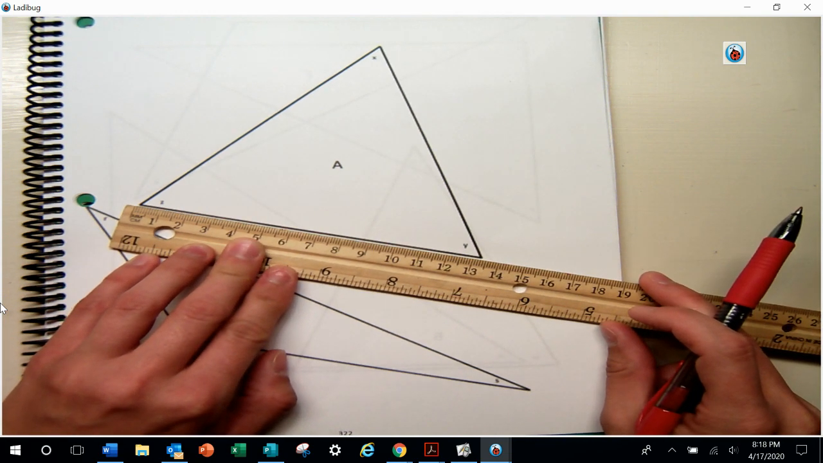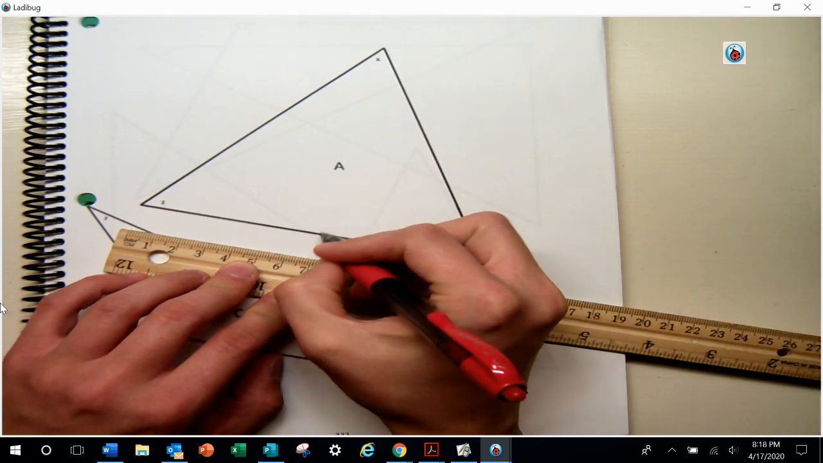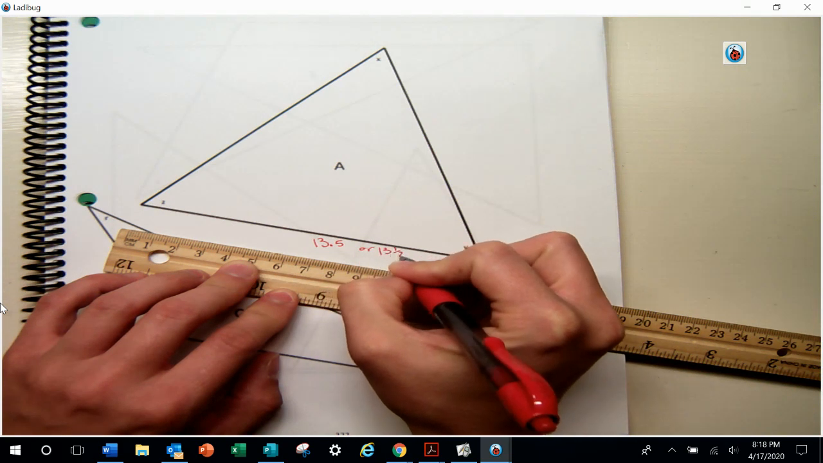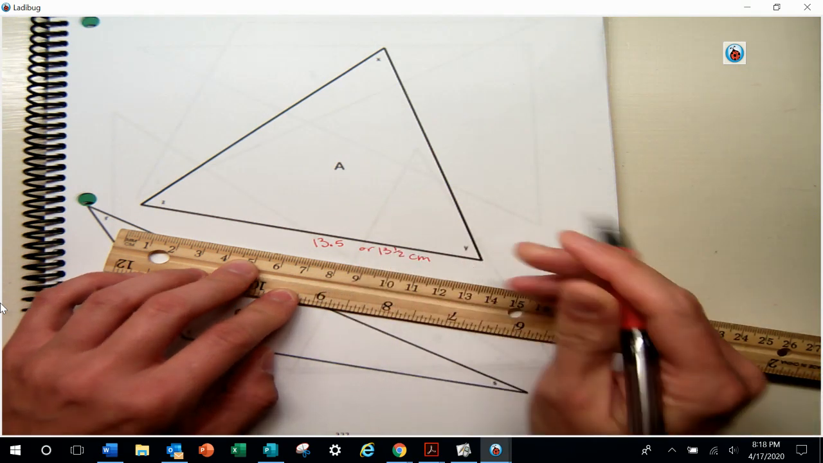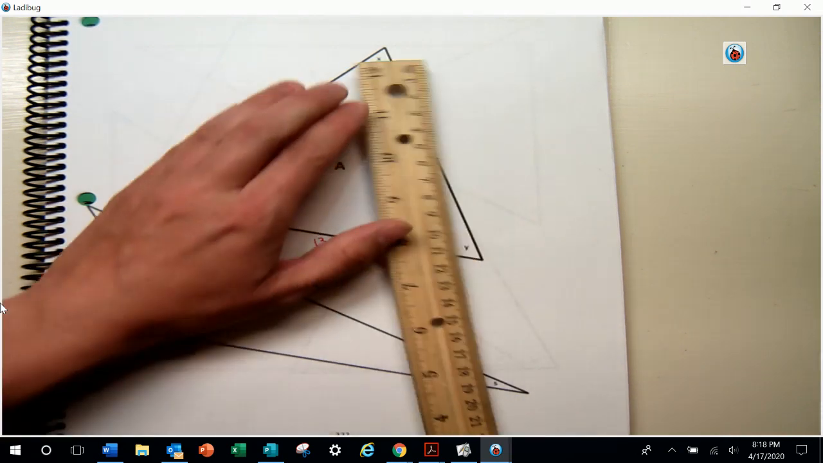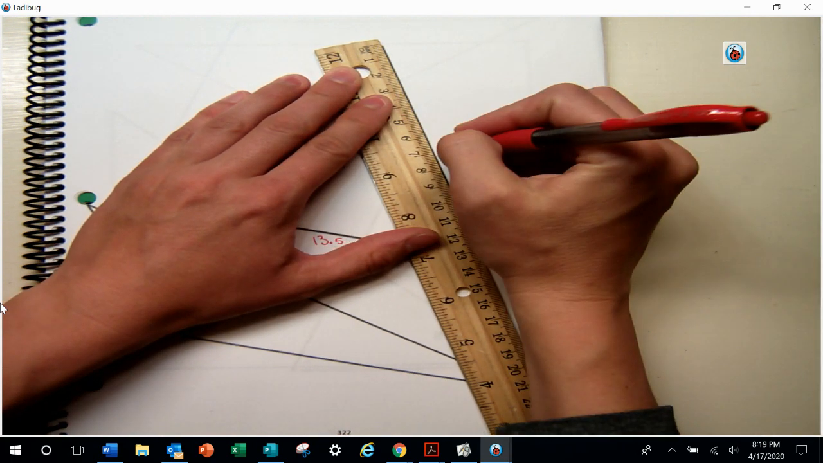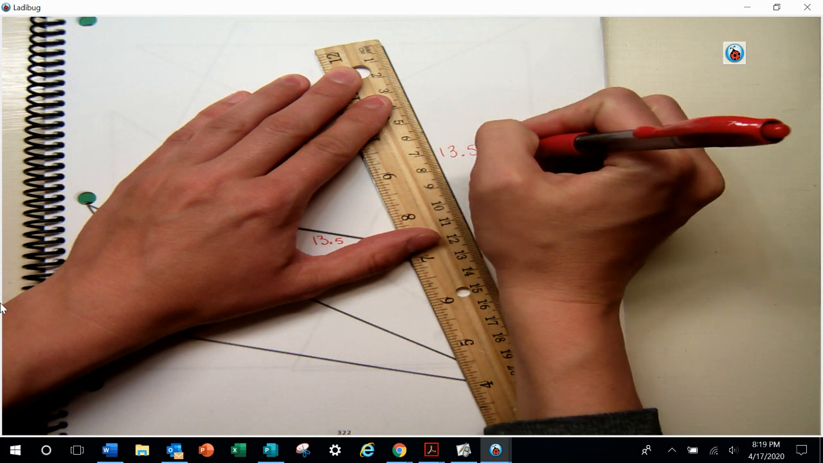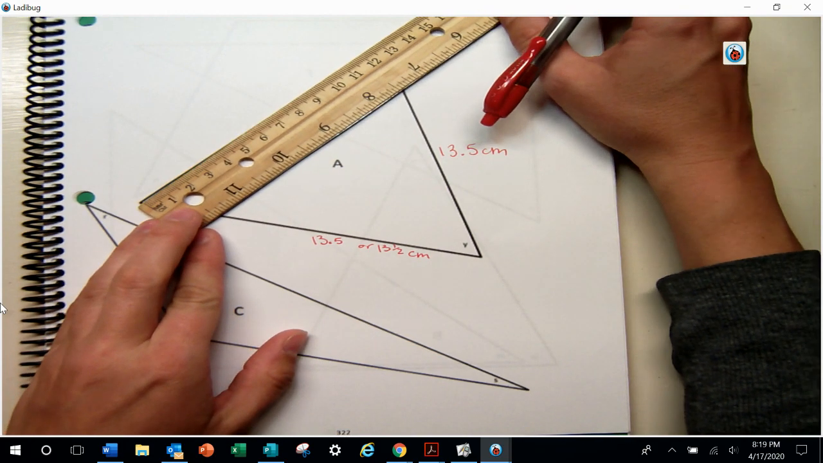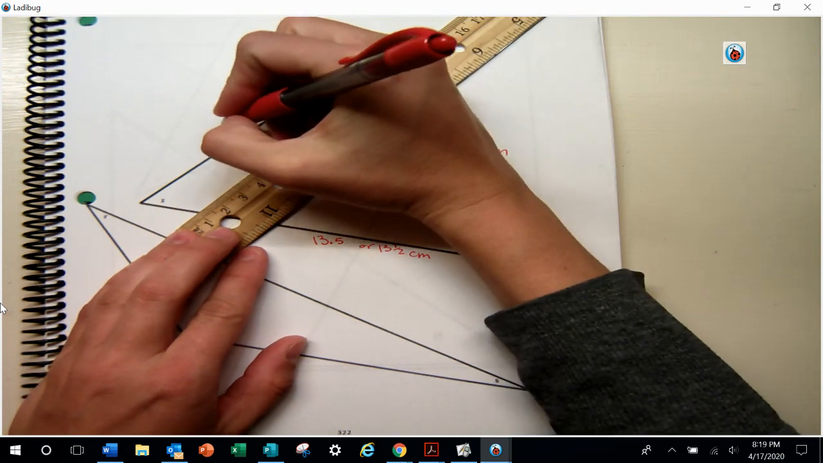And this lines up, and mine's about, I'd say, 13 and a half centimeters. Okay, for triangle A, make sure you're looking at the same one that I am. Then I'm going to line it up, and this also looks like it's 13 and a half. I'm going to label it because I think it's going to be a lot easier for me later on if I label it. And this one looks like 13 and a half.